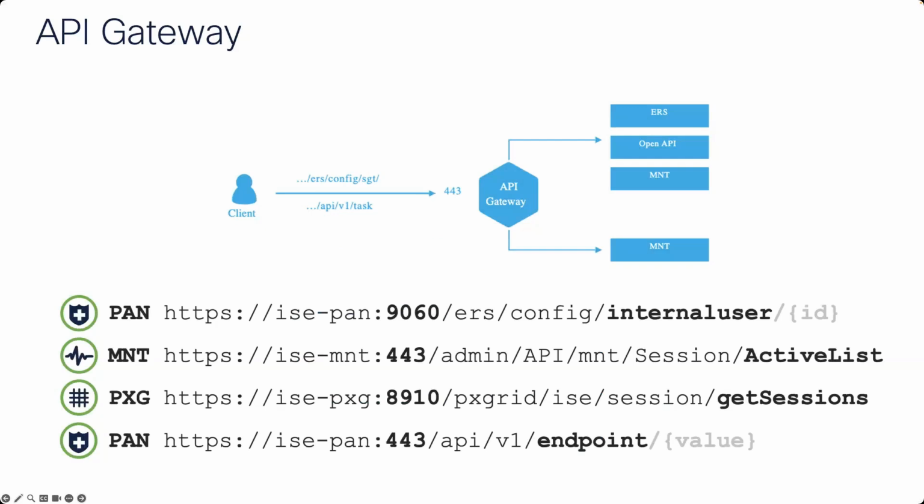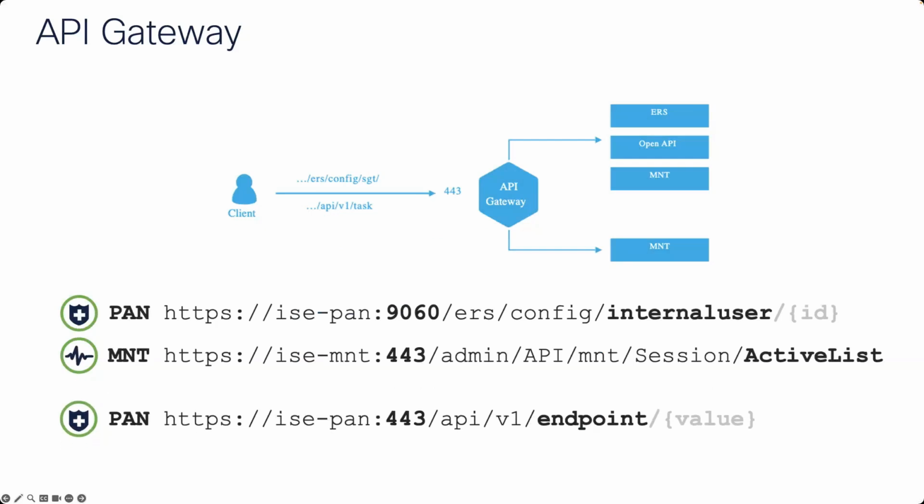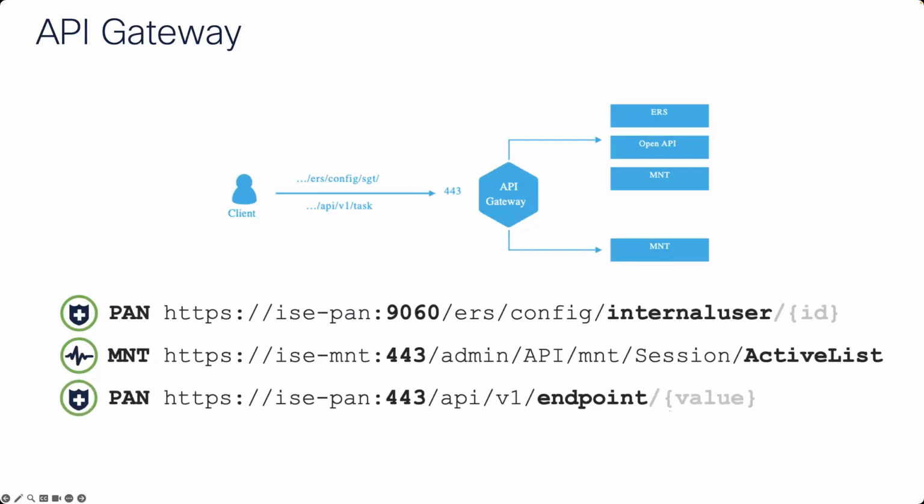PX Grid APIs are different, and they're not actually a part of the API gateway. So now all you have to do is just send your URL. You don't even have to address the port number, because if you send HTTPS, the default port is 443, and you can just send that straight into your API gateway. Makes it a lot easier for you guys.